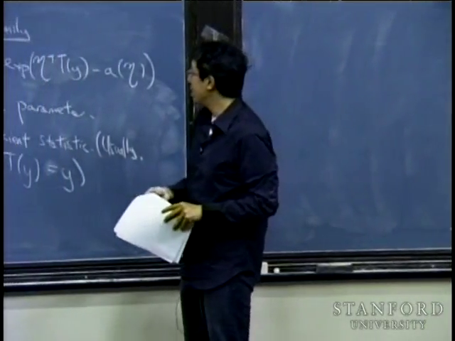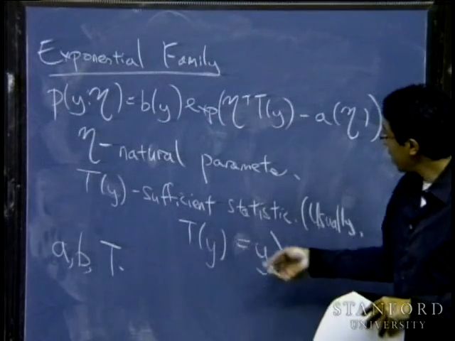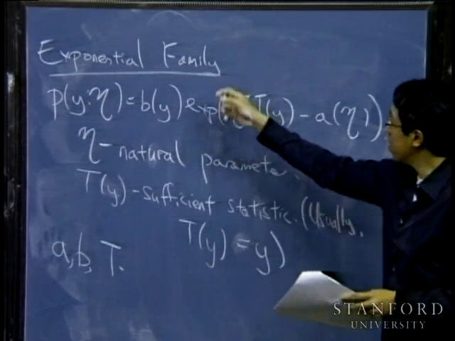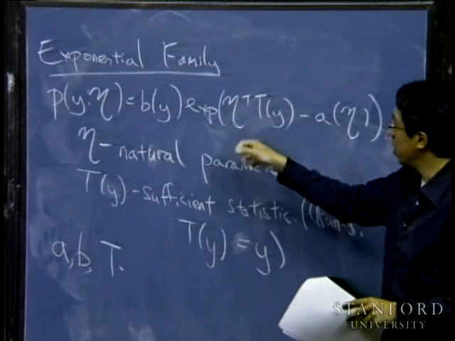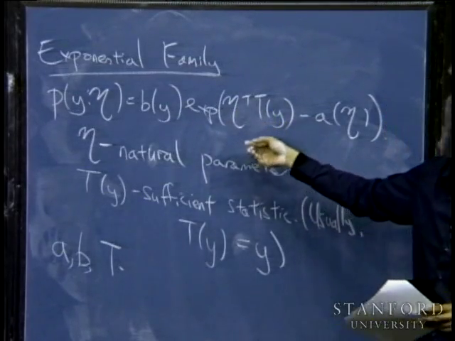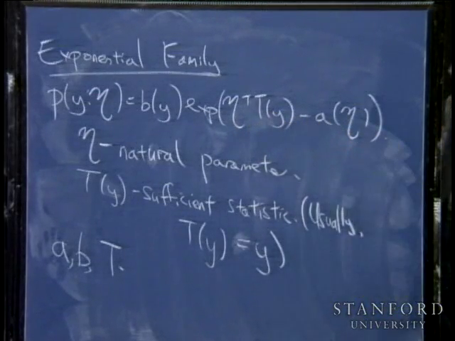One last comment. Often T of y is equal to y, and in many of these cases, eta is also just a real number. So in many cases, the parameter of this distribution is just a real number, and eta transpose T of y is just a product of real numbers. Again, that'll be true for our first two examples, but not for the last example I'll do today.